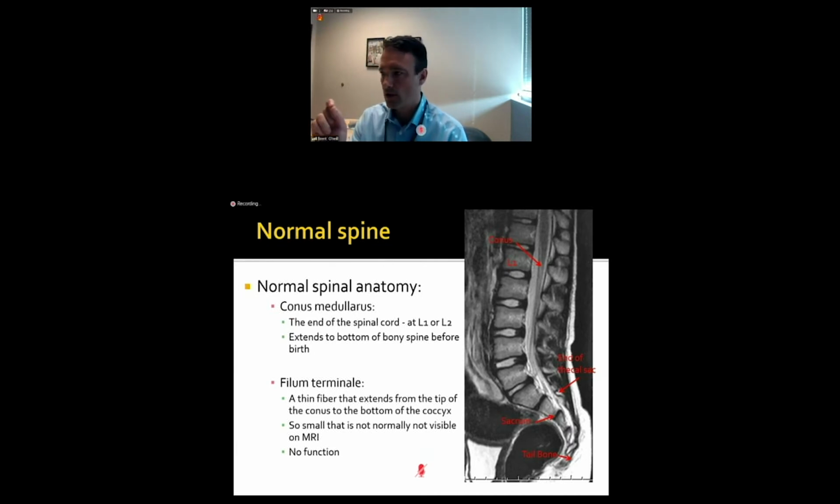There's also one extra piece that comes down from the bottom of the spinal cord all the way to the bottom of the bones called the filum terminale. And that fiber normally is not important at all. It's something that we can barely see on the MRI. It has no function. But in the simple forms of tethering, that fiber can actually be thicker and can be a source of tethering.